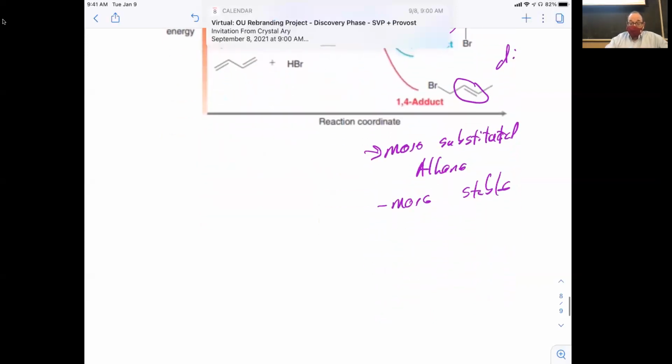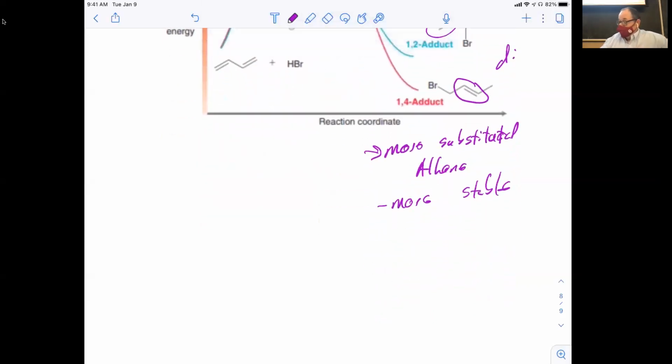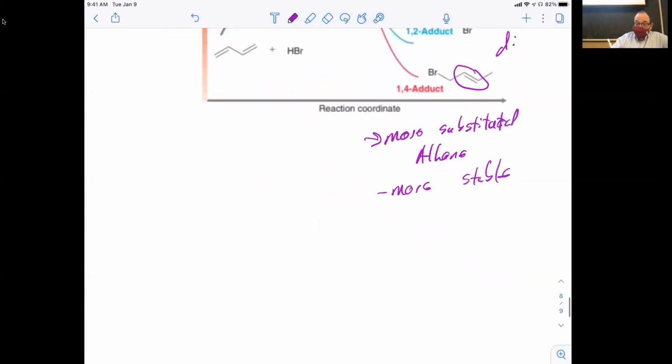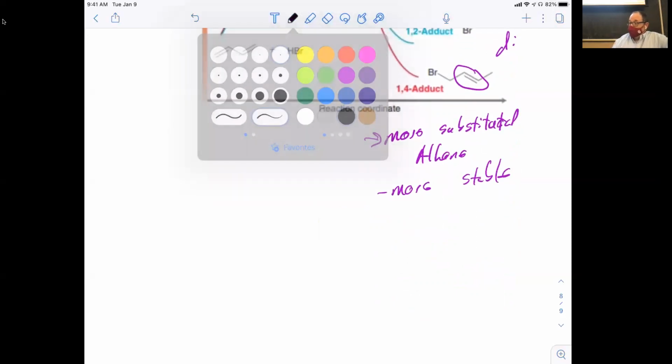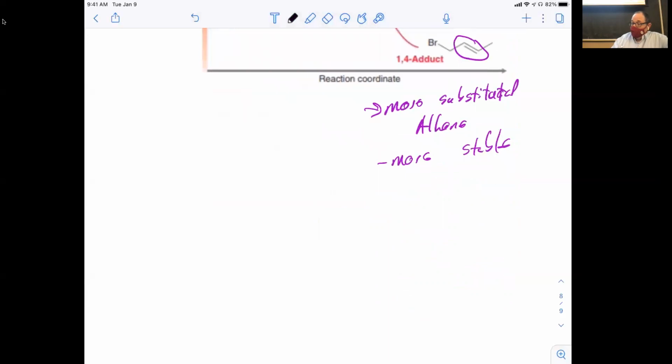So if we look at the reaction, we can also come up with the products. So let's look at thermodynamic.